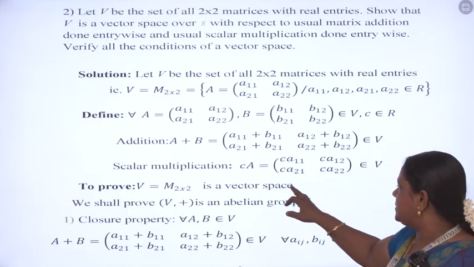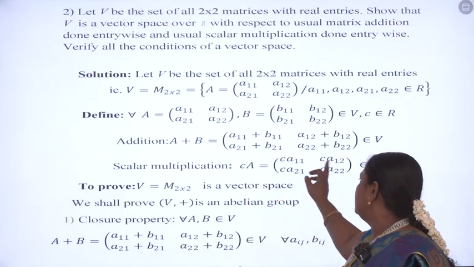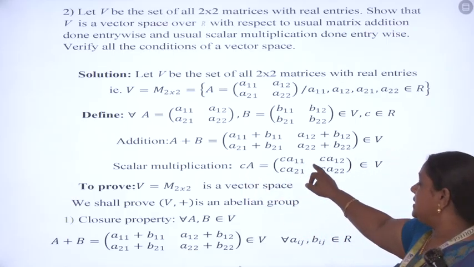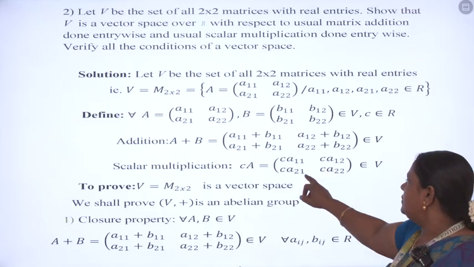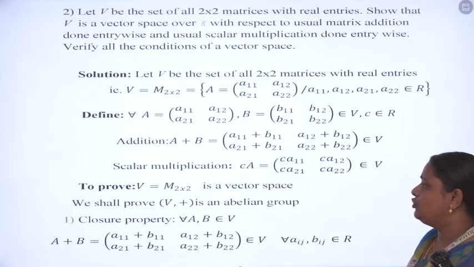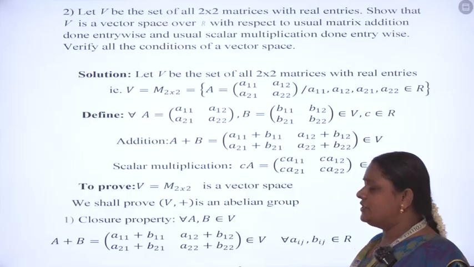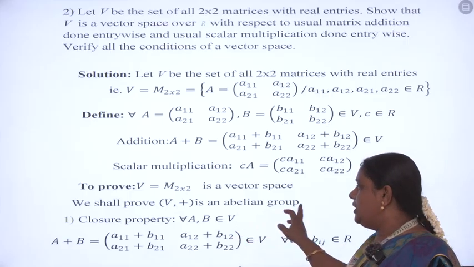Then scalar multiplication, c into A. c is a scalar, A is a matrix, and multiplying these two we get [c a11, c a12; c a21, c a22] which belongs to V. To prove V is equal to M 2 by 2 is a vector space, we shall prove (V, +) is an abelian group.